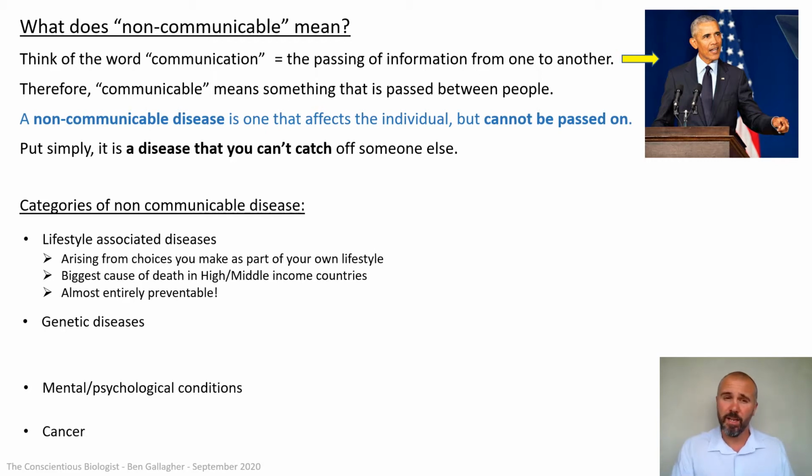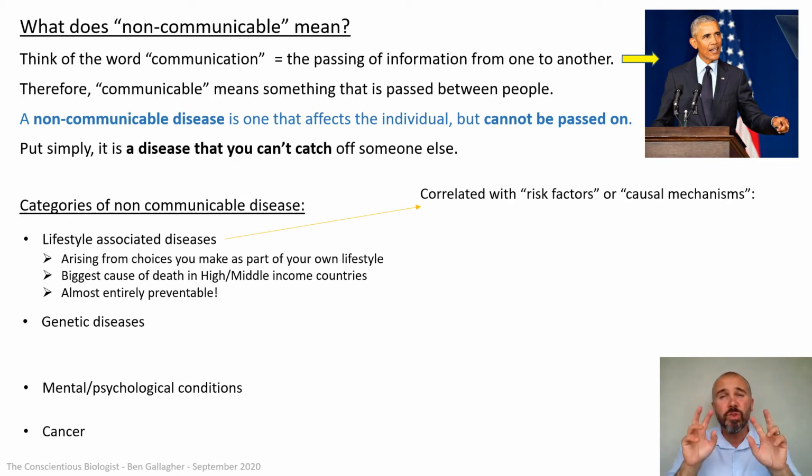Significant killer, which is crazy when you consider they arise from things that you choose to do, which means, if you look at the last point, they're almost entirely preventable. You just don't make those choices in your lifestyle. You adapt your lifestyle to avoid the things that are going to give you these diseases. This will make a bit more sense when we look at some examples here. So these lifestyle associated diseases are correlated with risk factors or causal mechanisms.